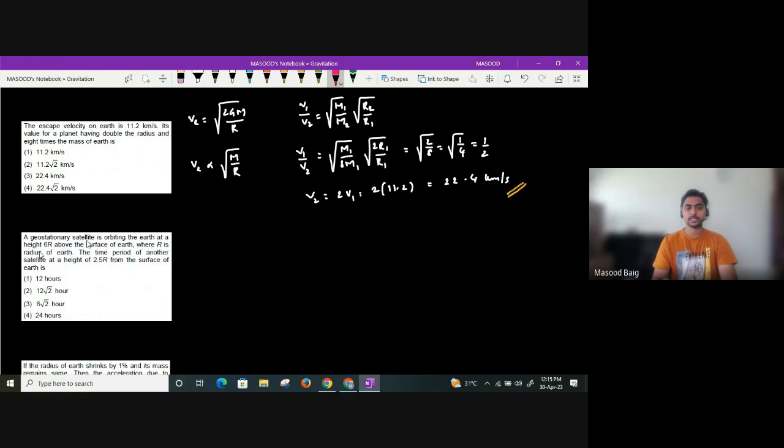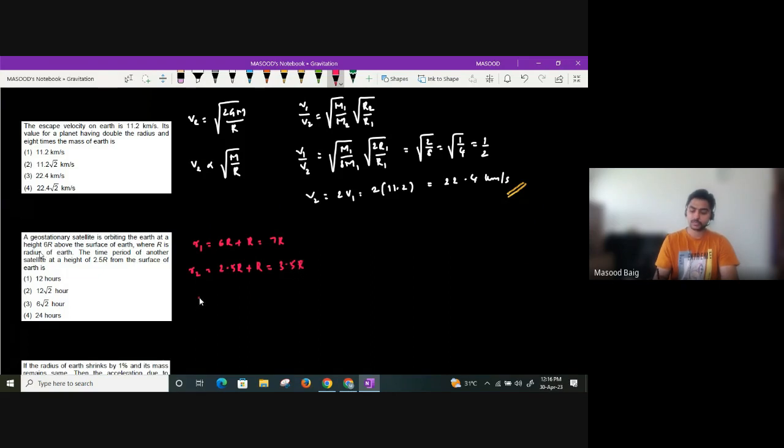If a geostationary satellite is orbiting around the Earth at a distance 6r above the surface, means how much distance from the center? 7r. Time period of another satellite at a height 2.5r from the surface. So what is the orbital radius for the first case, beta? It is 6r plus r, which will be 7r. What will be the orbital radius of the second case? It is 2.5r plus r, which is 3.5r.